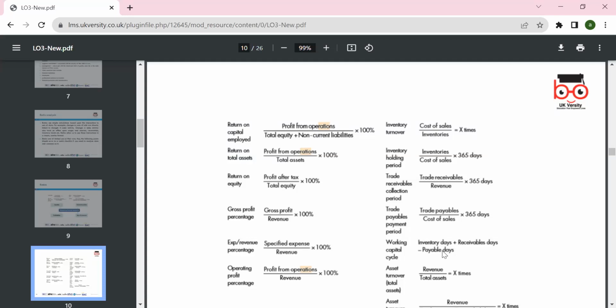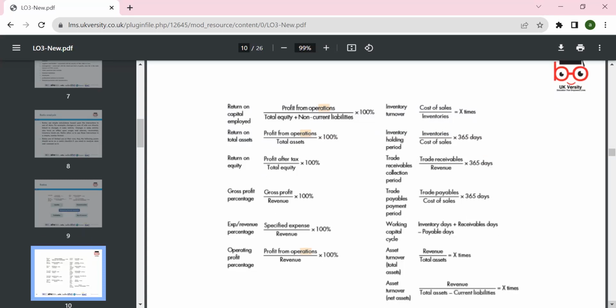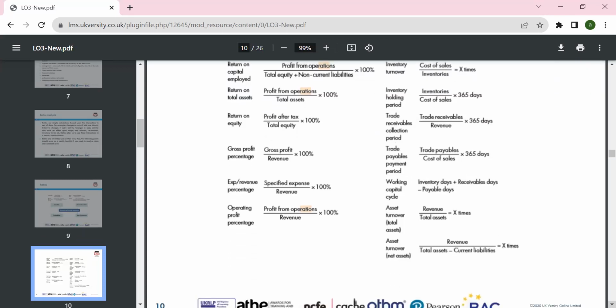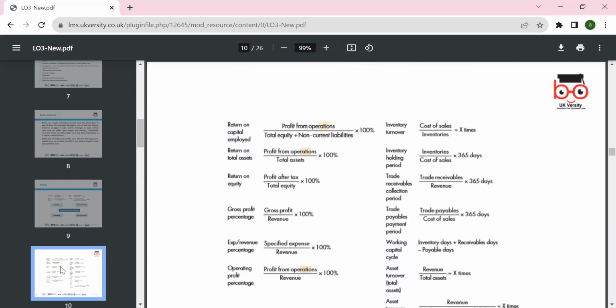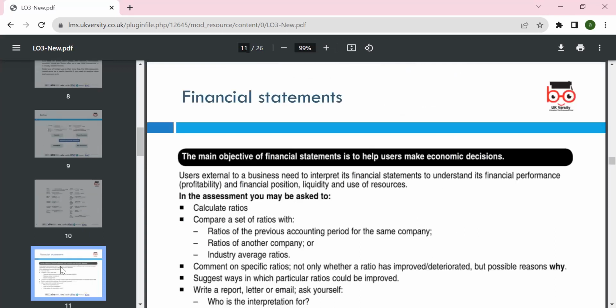So inventory days plus receivable days minus payable days, that's what we call the working capital cycle. Then revenue divided by total assets, we can look at asset turnover, and revenue divided by total assets minus current liabilities. Net assets means total assets minus liabilities, following the accounting equation, and net assets always equal capital, which is equity.